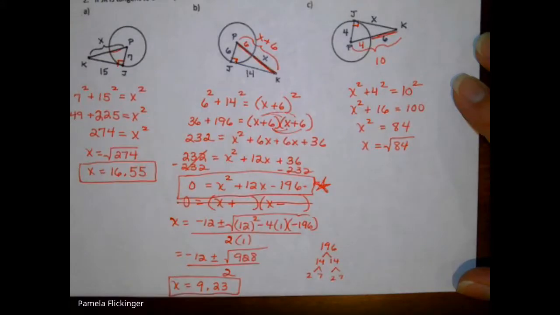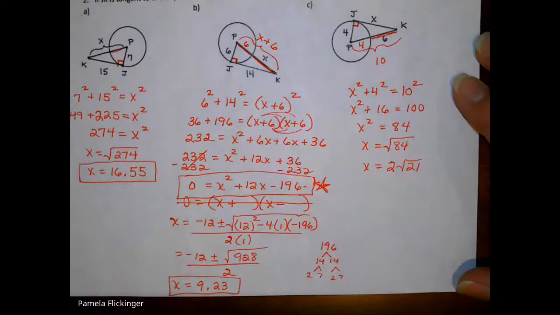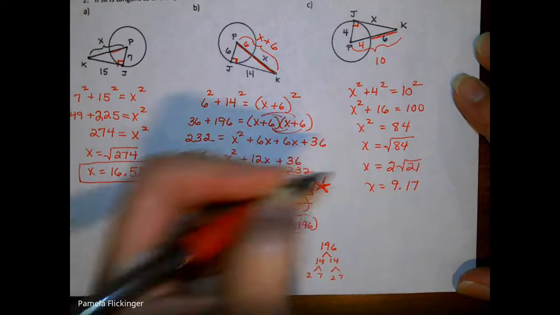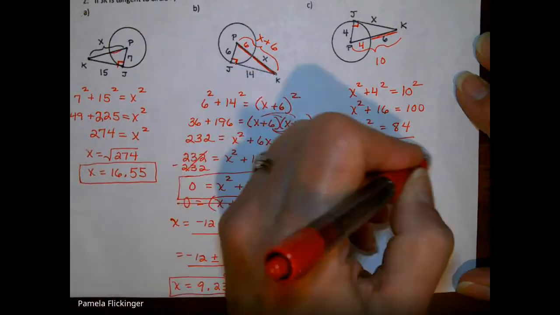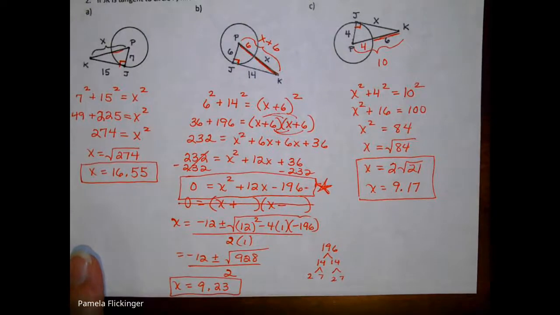Hit the right buttons. There we go. So we're going to end up with either 2 times the square root of 21 or 9.17. All right, and just read the directions so you know whether to leave it as a radical or as a decimal. All right, so that's part of the tangent. One more thing.